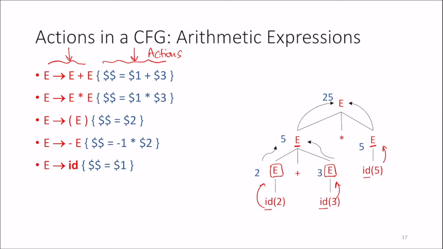Well, we're going to use these variables over here. I'm going to explain it to you using the multiplication rule. This $$ variable stands for the value that we're going to assign to the left-hand side based on the values I compute from the right-hand side. So in this case, the left-hand side, E, is going to get the value which is the product of these two values that I computed for that E, and that's called $1 because it's the first symbol on the right-hand side of this rule. That's why it's called $1.